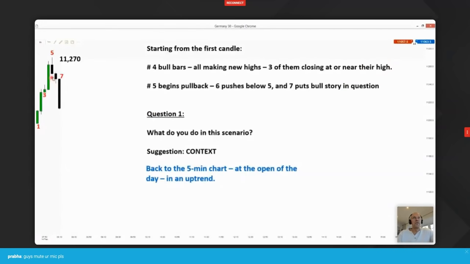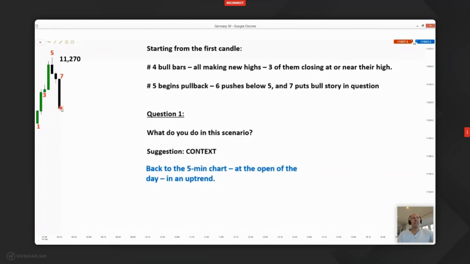Okay, so now we've got the context. The context is that the market has been trending up, but with a reversal bar like this, what do you think that you would do now? I'll give you 10 seconds just to consider what you as a trader would do.